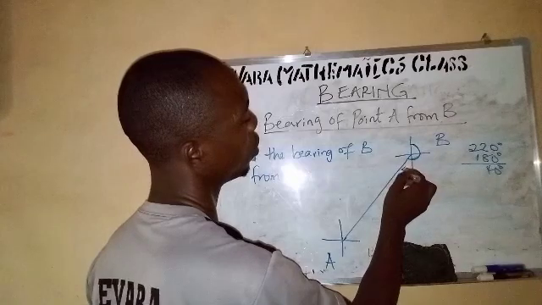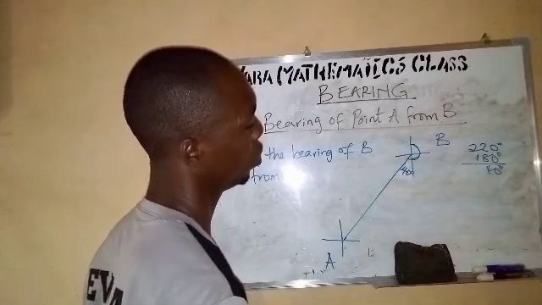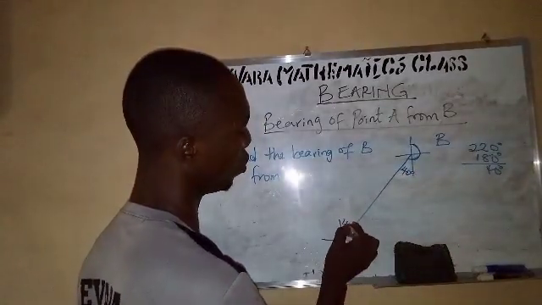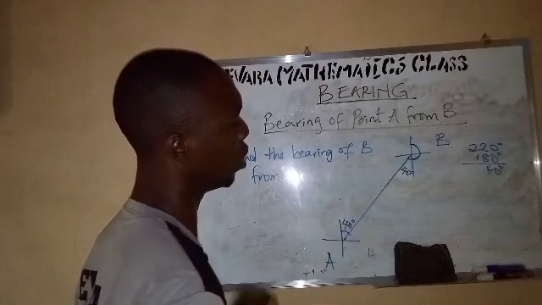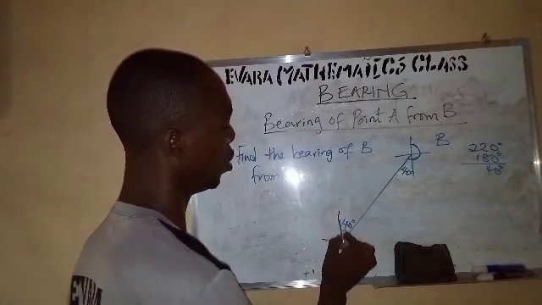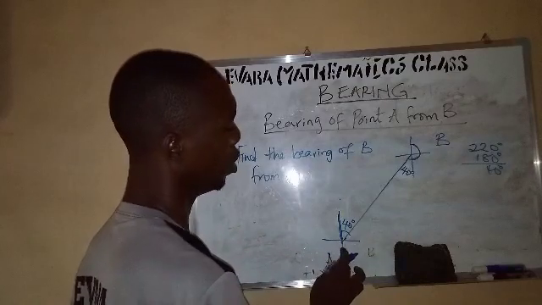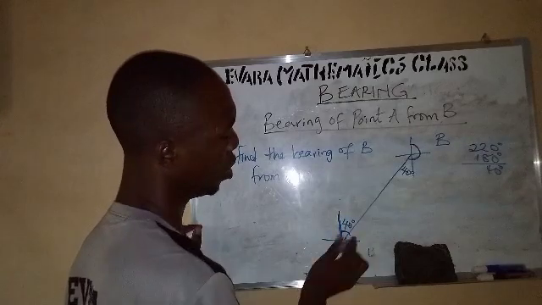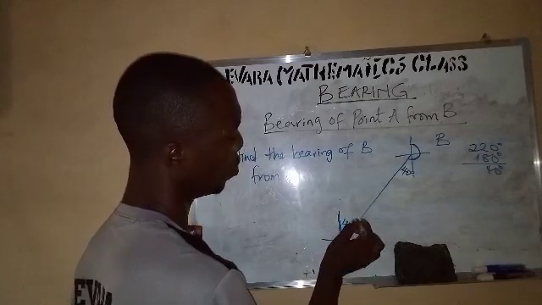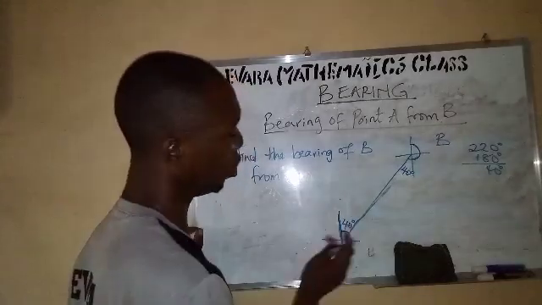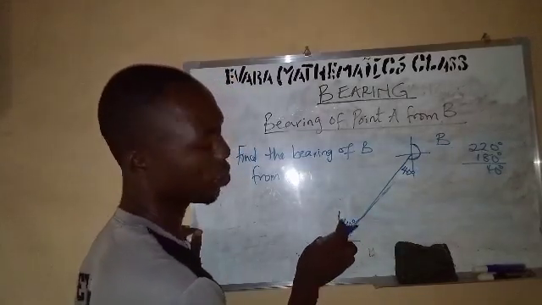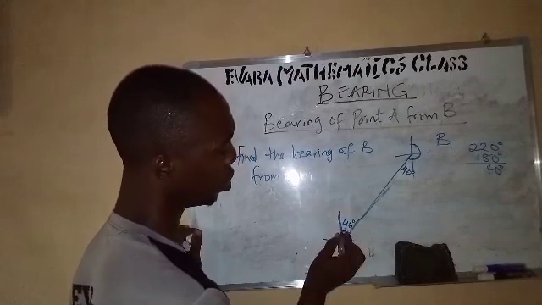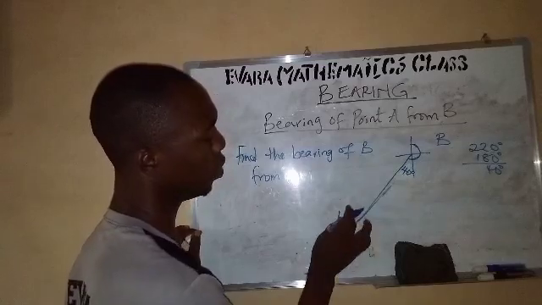So that means this angle is 40 degrees. So if this one is 40 degrees, definitely this place too will be 40 degrees because they are alternate angles. And the bearing of B from A is the angle we measure from the north down to the line that joins B and A. And this is the line that joins them, this line. So the bearing of B from A now will be this angle, 40 degrees, because that is all we have here. From the north down to that line that joins them, this is 40 degrees.